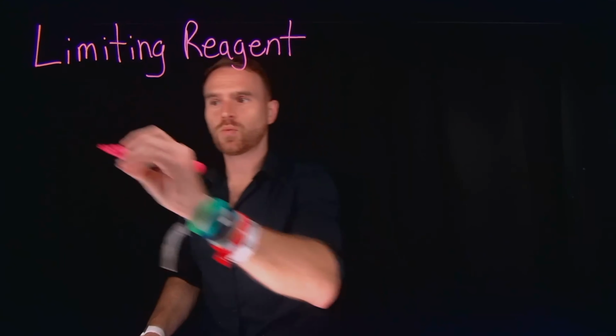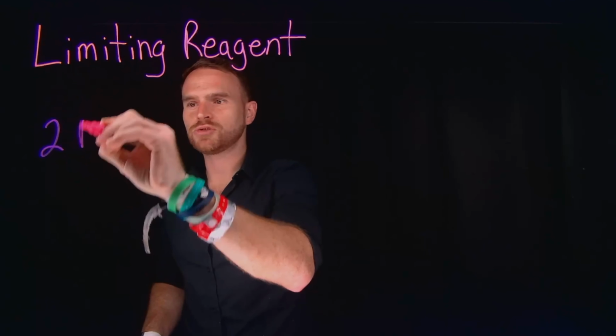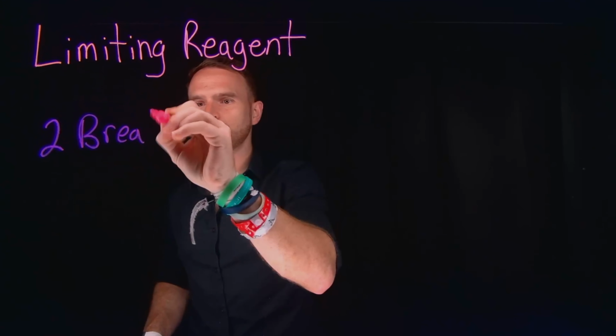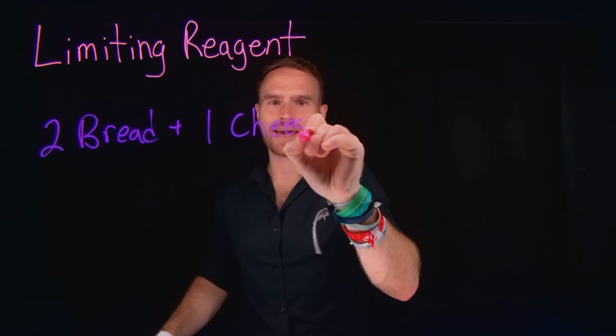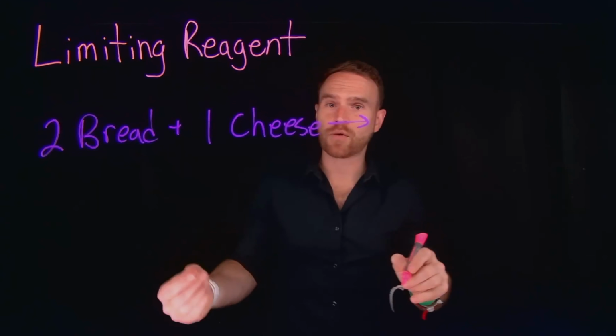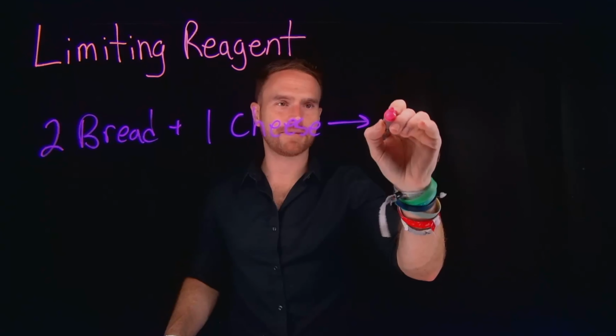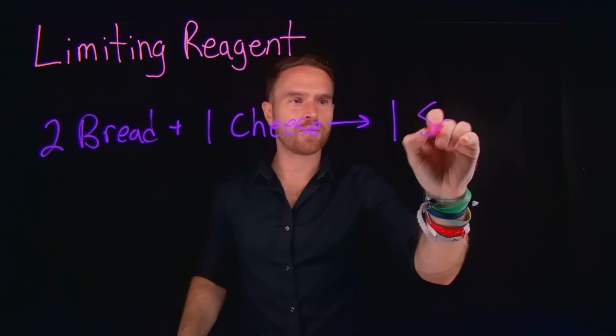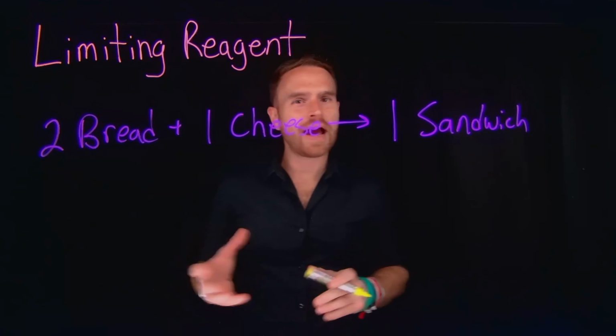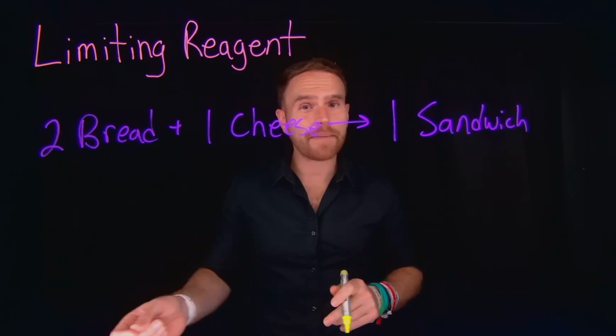When you make a grilled cheese sandwich, you use 2 pieces of bread and 1 piece of cheese, and that is going to allow you to make 1 sandwich. And we can think about that recipe as being our balanced chemical equation, where we're taking 2 pieces of bread, 1 piece of cheese, and we're making 1 sandwich. Now we can use stoichiometry to figure out how many sandwiches we have.